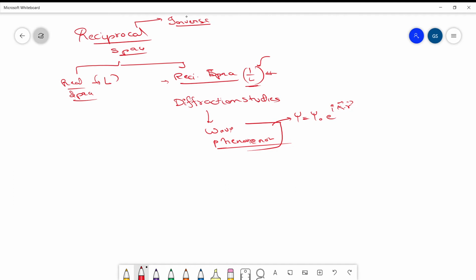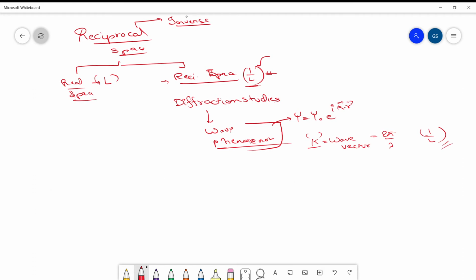In this, whenever we study waves, we have something as k. This is actually the wave vector, and it is written as 2 pi by lambda. So we can see that a wave vector has a dimension of 1 by length. So if we want to study waves, we have to somehow deal with this k part, obviously, and k has a dimension of 1 by length.